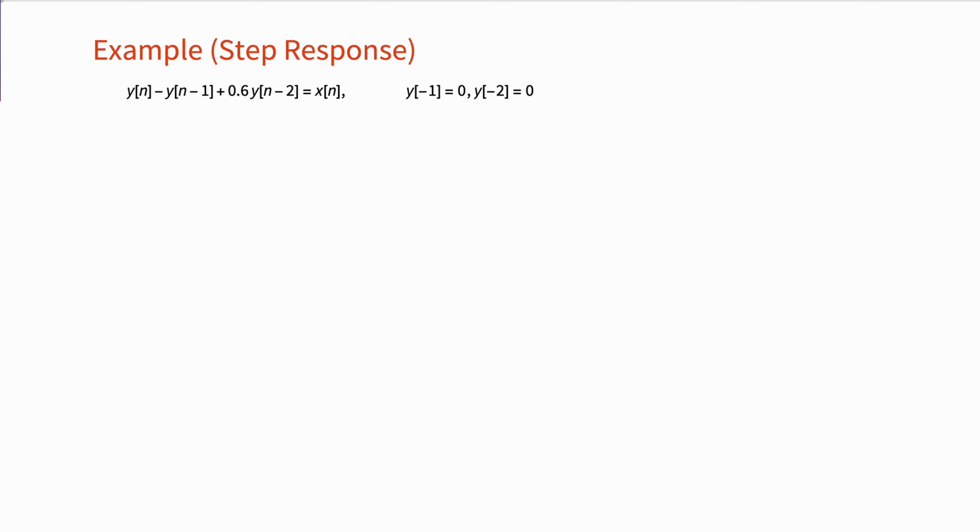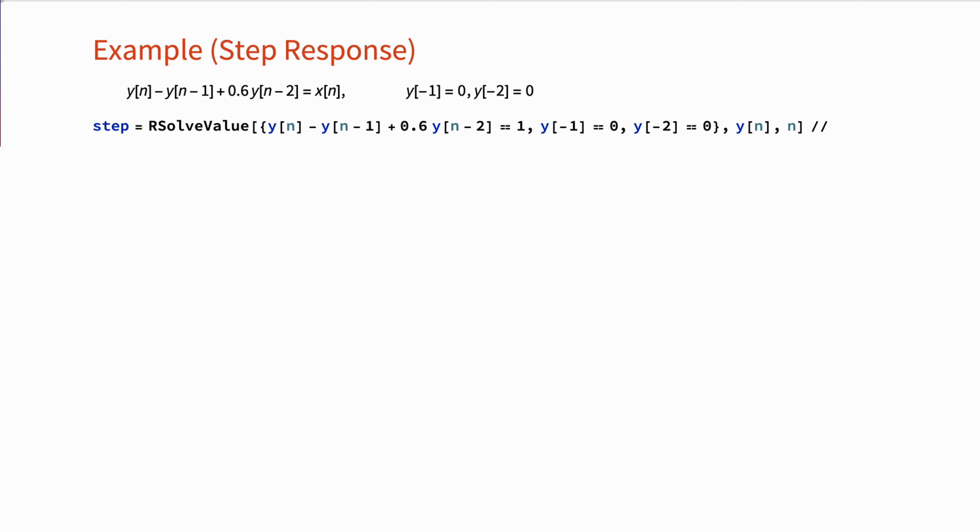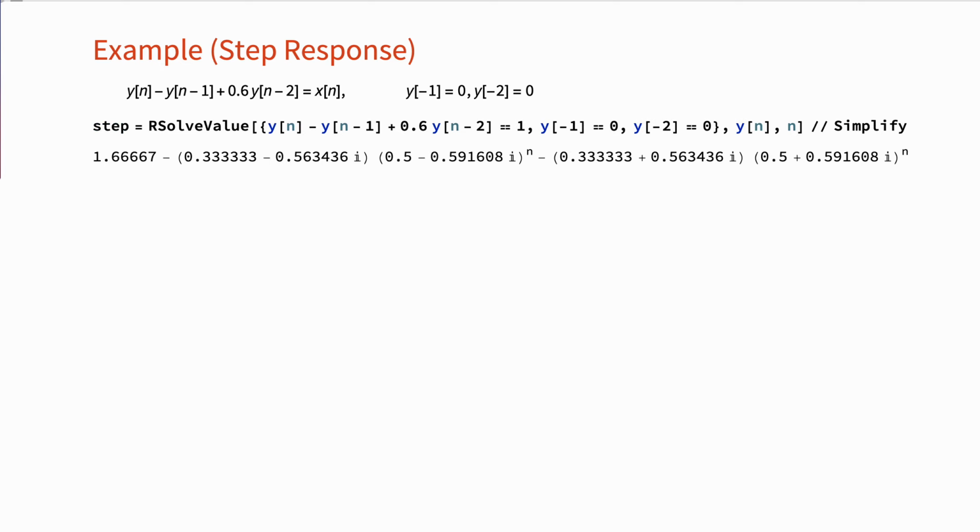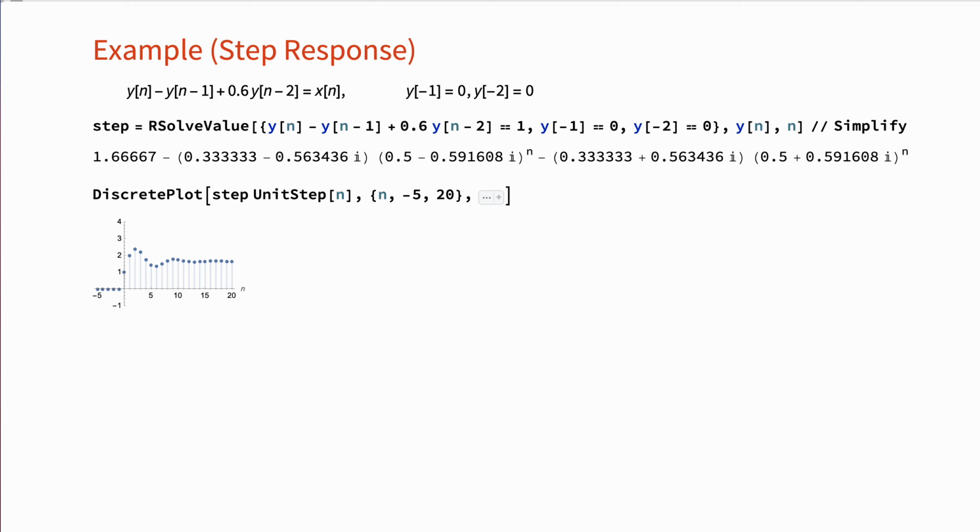As an example, given the difference equation and the set of initial conditions shown here, let's find the step response of the system. Using the Wolfram Language, we can get the step response easily, as shown here, and we can get a discrete plot of the step response to see how it changes over time.